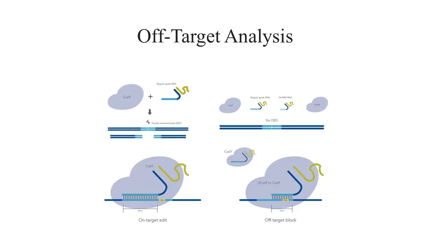Off-target analysis. One of the main concerns with CRISPR technology is the potential for unintended edits, off-target effects. Bioinformatics tools analyze the genome for regions that closely resemble the target sequence, predicting the likelihood of off-target cuts.